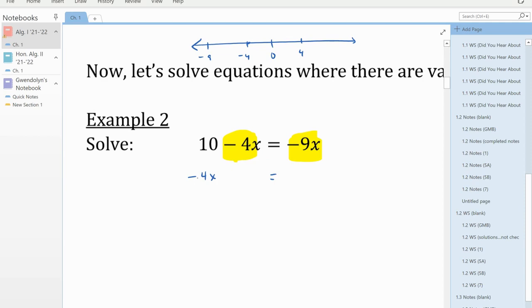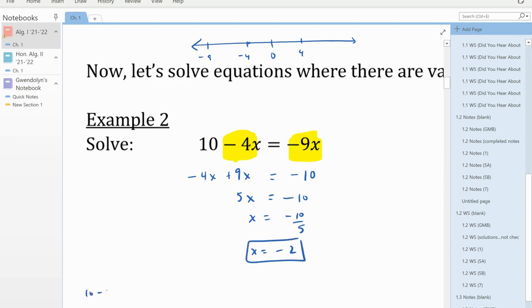So negative 4x is already there. I'm going to add that 9x to both sides, which means I'm going to take the 10 to the other side by subtracting it from both sides. The reason I took the variables to the side where there's more of them is because that way when I add them together, it'll be a positive number. Negative 4 plus 9, that's 5x. So I'm going to divide both sides by 5 and end up with negative 2.